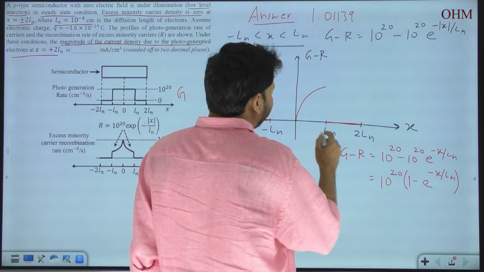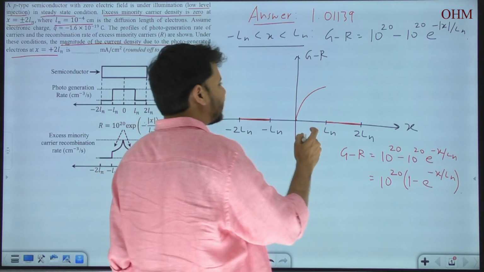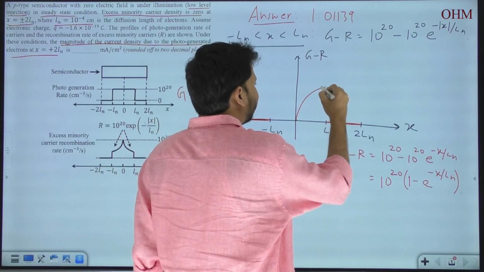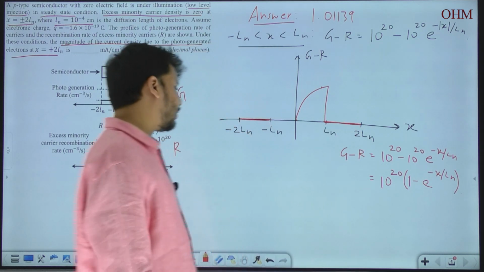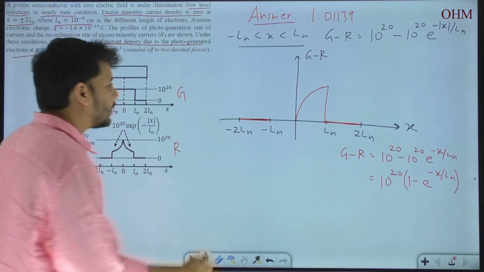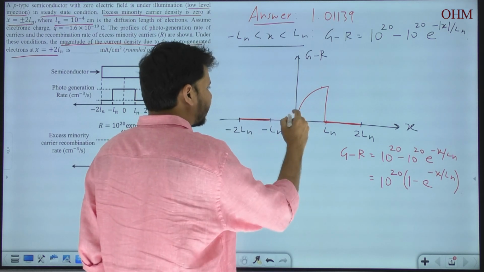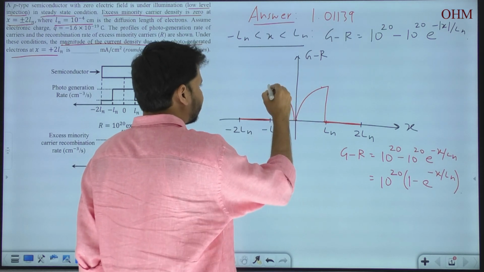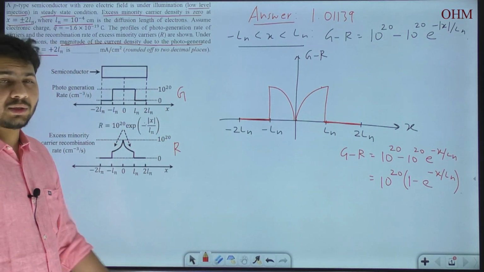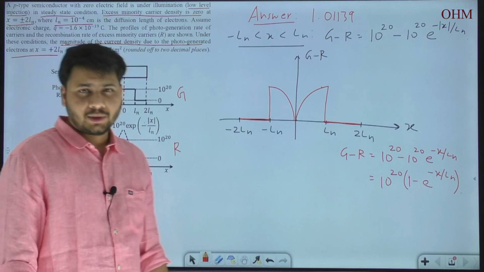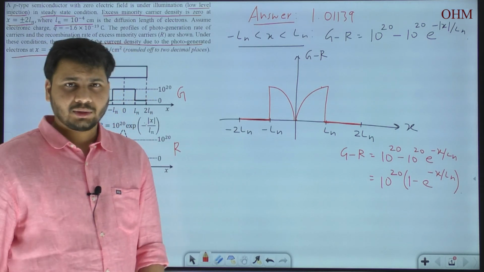And then for x greater than ln, G minus R is 0. At x equal to ln, this G minus R would abruptly fall to 0. Thereafter it remains at 0. Again, because of symmetry, you will have a similar thing to the left of x equal to 0. Yes, you will have something like this, and this will also fall to 0. So this is how the net generation rate varies with distance along the length of the semiconductor.